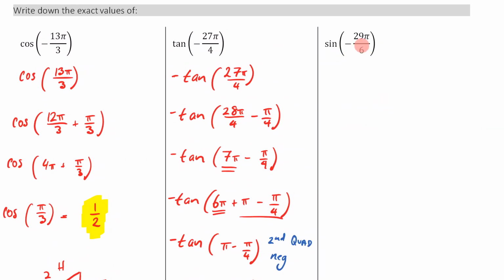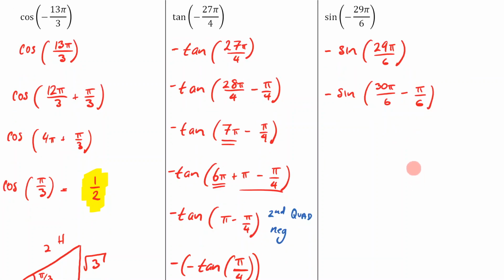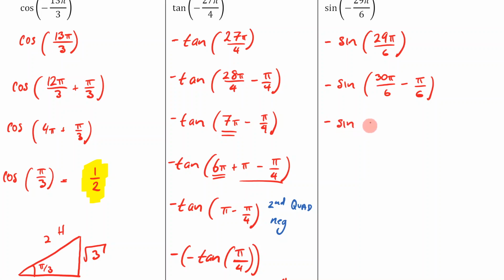So we've got sine of negative 29 pi on 6. So again, what you do when you've got sine of a negative angle is you take out that negative to the front. And now we just deal with this. Then I would break this up. So it would become 30 pi on 6 minus pi on 6, because that's the same as 29 pi on 6. This is now going to become sine of 5 pi minus pi on 6. And again, I'm going to do the same thing. I'm going to break up this 5 pi into 4 pi plus pi minus pi on 6.